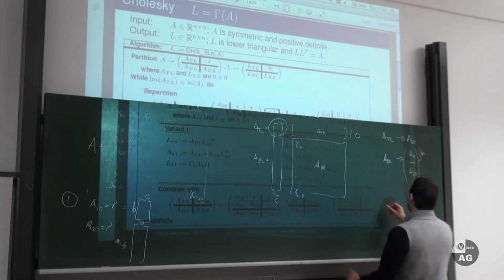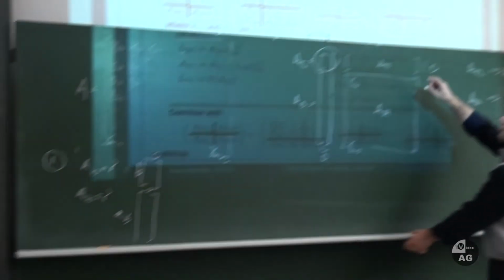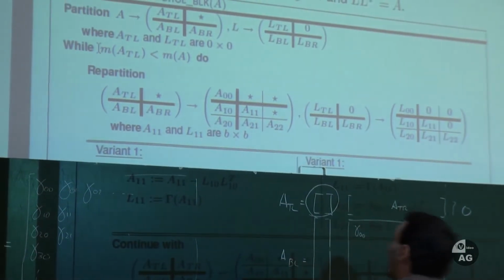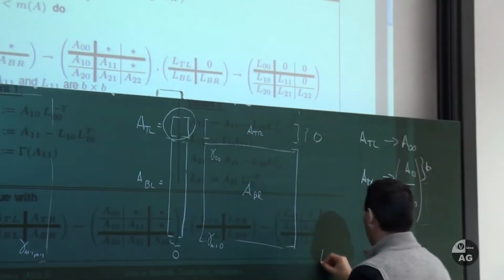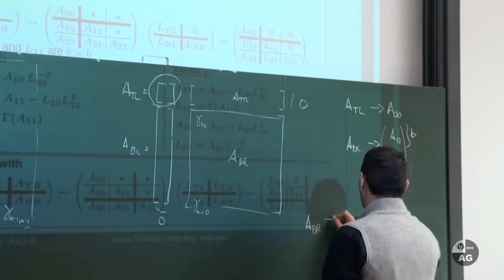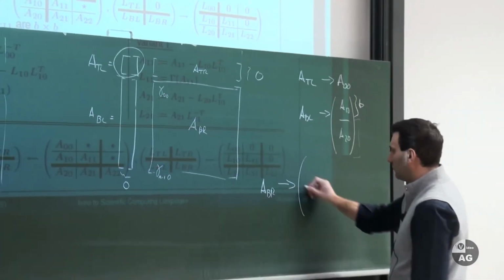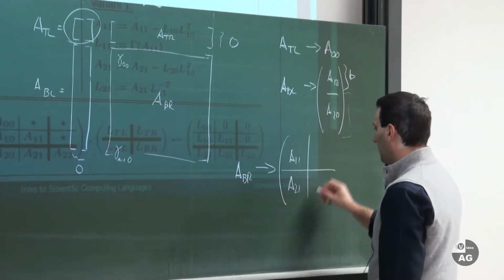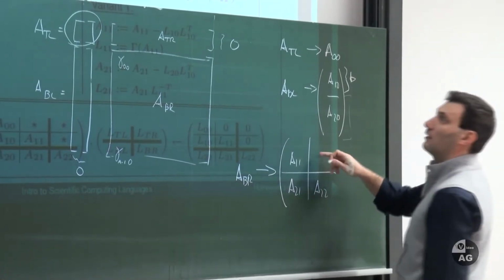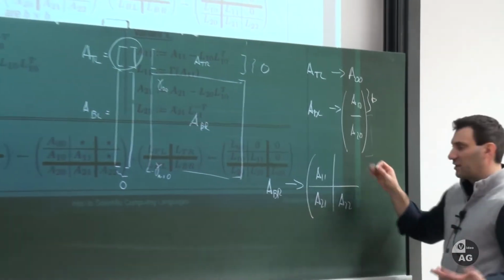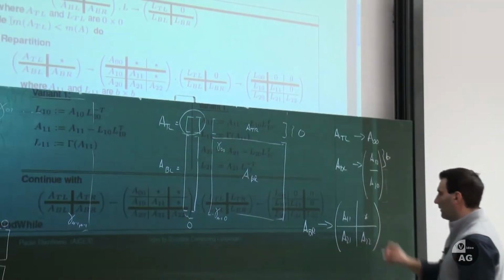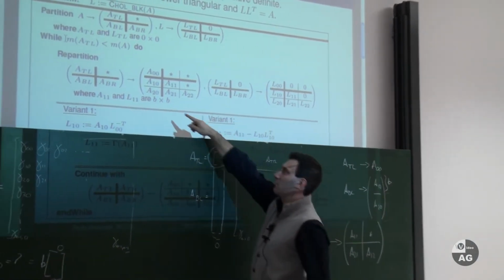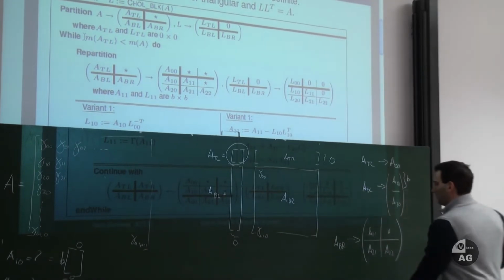The interesting one is what happens to the bottom right quadrant. A bottom right. So now we have to split this object into 4 pieces: A11, A21, A22. There is also A12, but it's symmetric, so I'm skipping that. And the size is determined by A11. It's B by B.